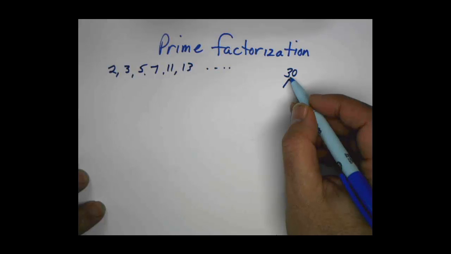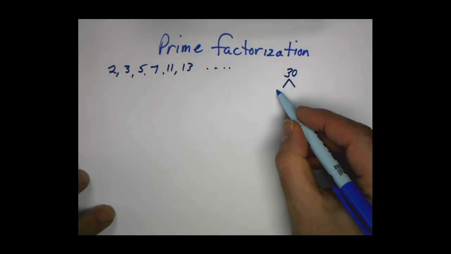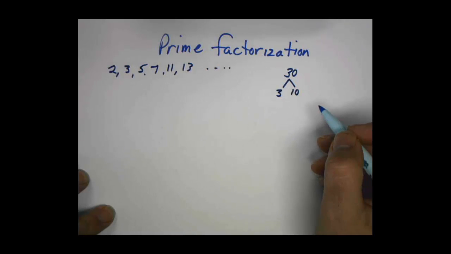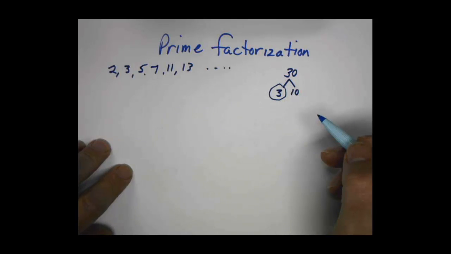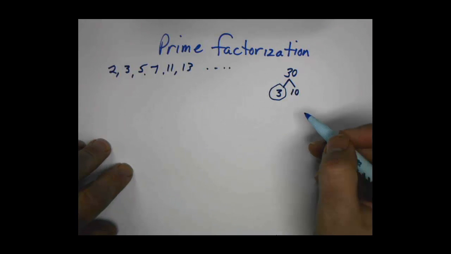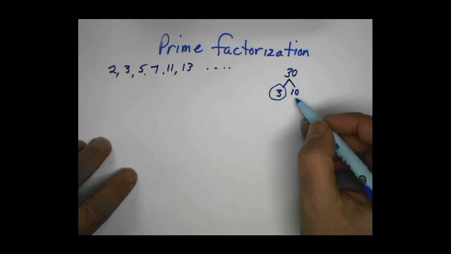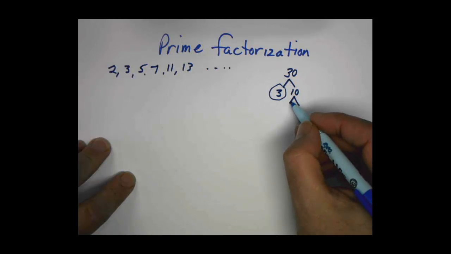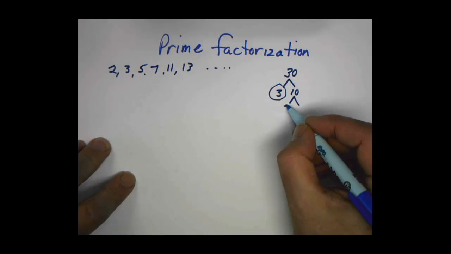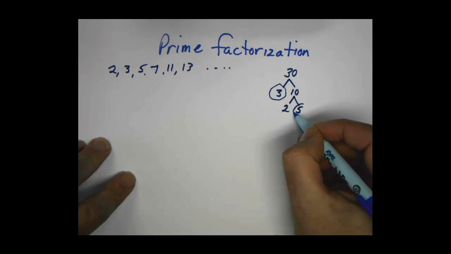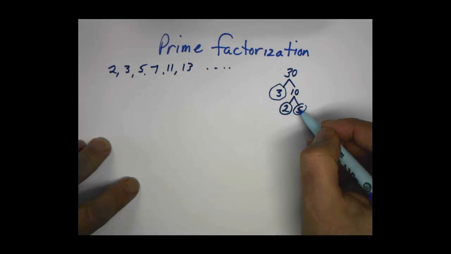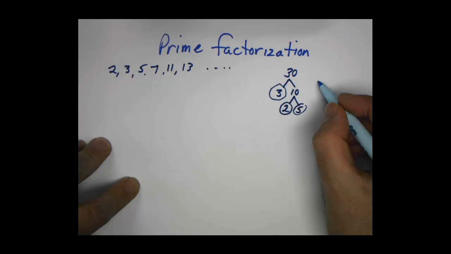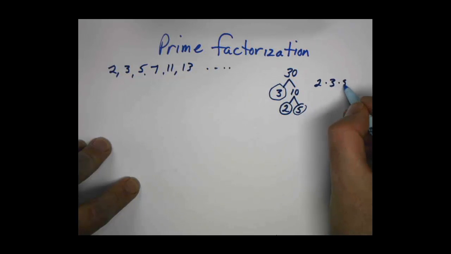So we can pick two numbers and multiply together to get 30. We could do 3 and 10. Well, we notice that 3 is on our list, and personally I like to circle that so I know that that's part of the answer. If the other number is not on the list, it's going to get another branch. 10 is composite, it's not a prime, therefore it gets a branch. So what times what is 10? Well, 2 and 5. They're both prime numbers, so they're going to get circled. Now I'm down to all prime numbers, and so my prime factorization is 2 times 3 times 5.